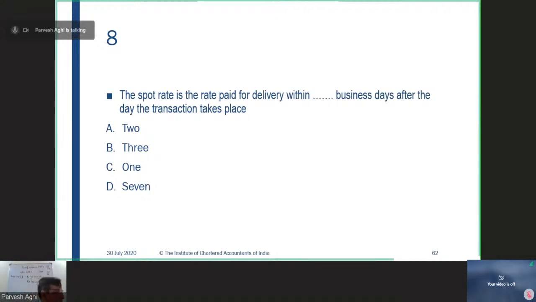So can you answer this? This is your MCQ, question number 8, which says that spot rate is a rate paid for delivery within how many days? 2 days, 3 days, 1 day, 7 days, after the date the transaction takes place. So can you give me the right answer, please? I'm waiting for your answer for the MCQ number 8, which gives 4 options. So you have to choose the right option and tell me which is the right option.